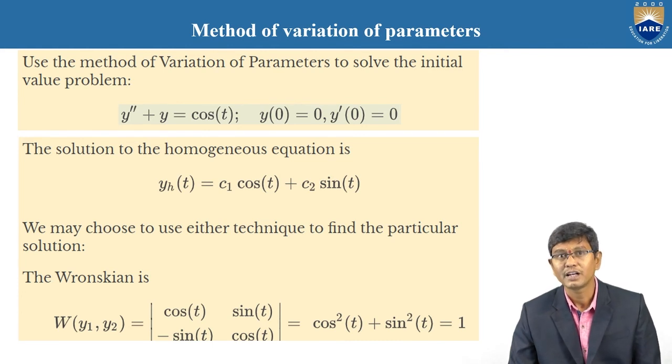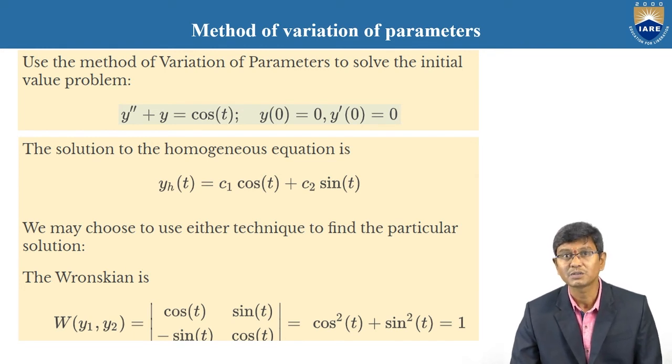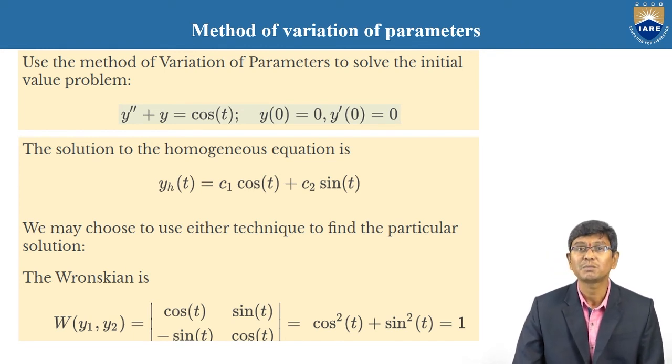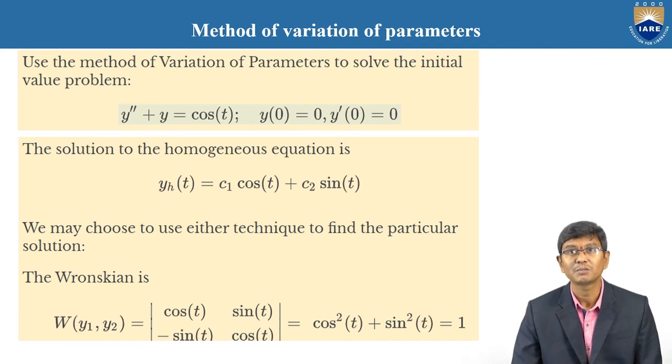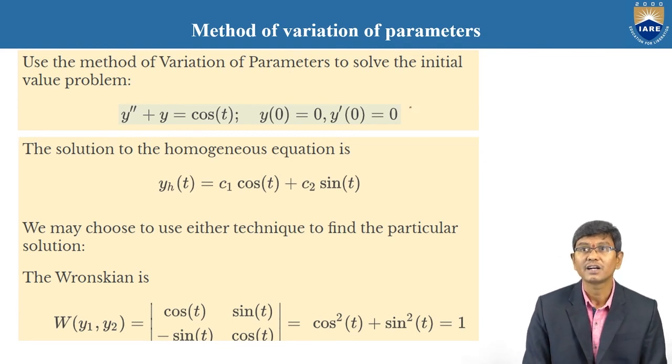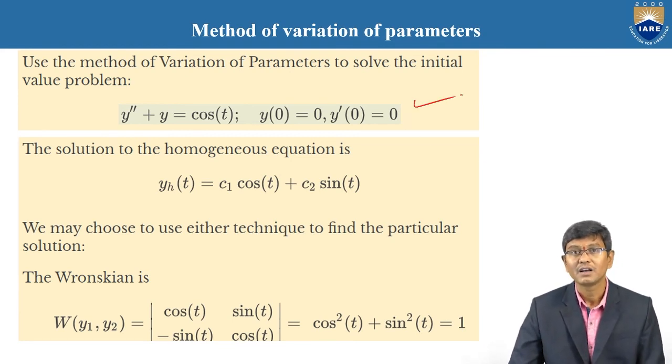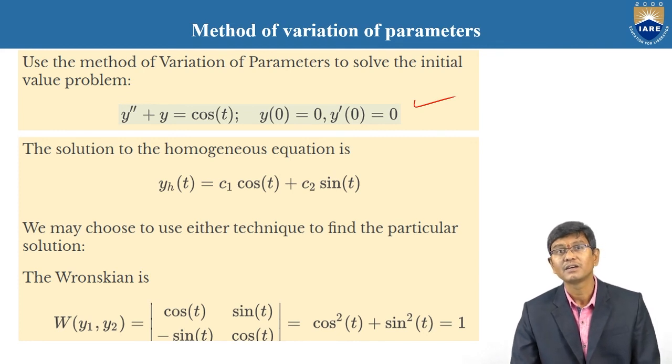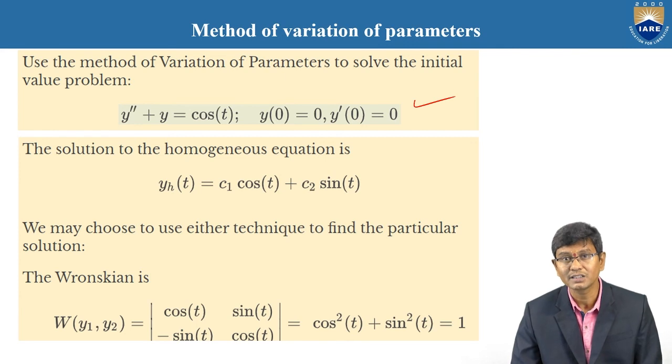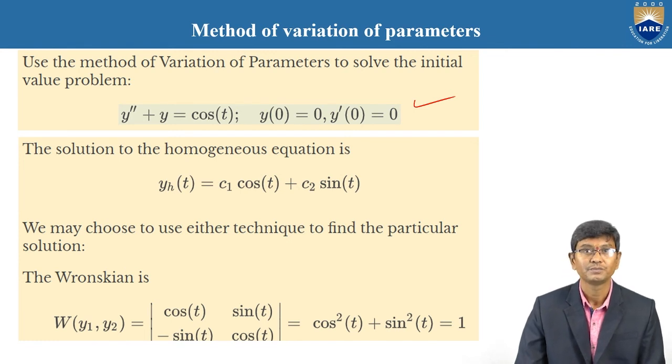Here the dependent variable is x, y, and the independent variable is t, because the problem is given in terms of t. Moreover, in this problem, initial value conditions are also given. That means after simplification of the method of variation of parameters, using the initial value conditions, we need to eliminate c1 and c2. That means we need to find c1 and c2.